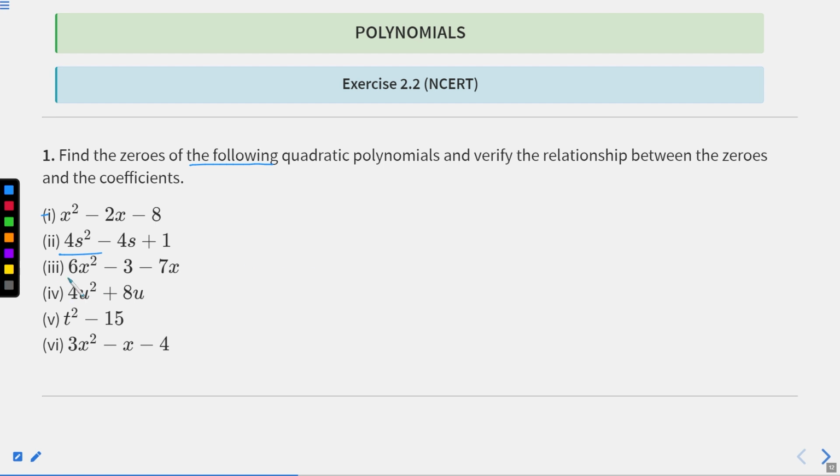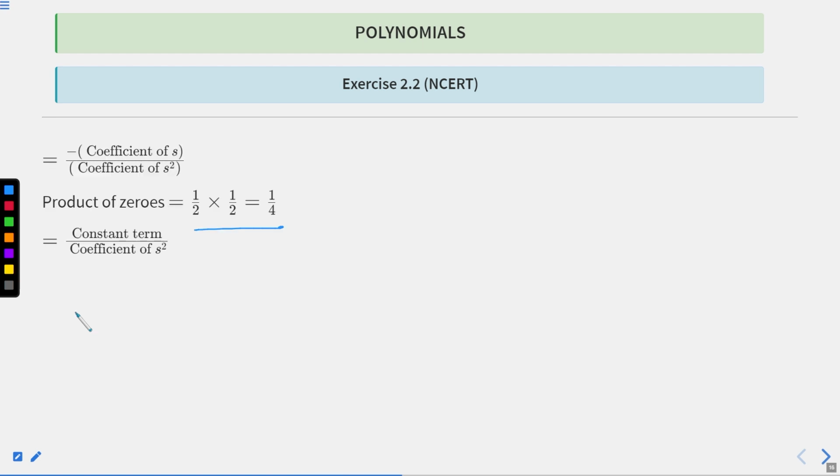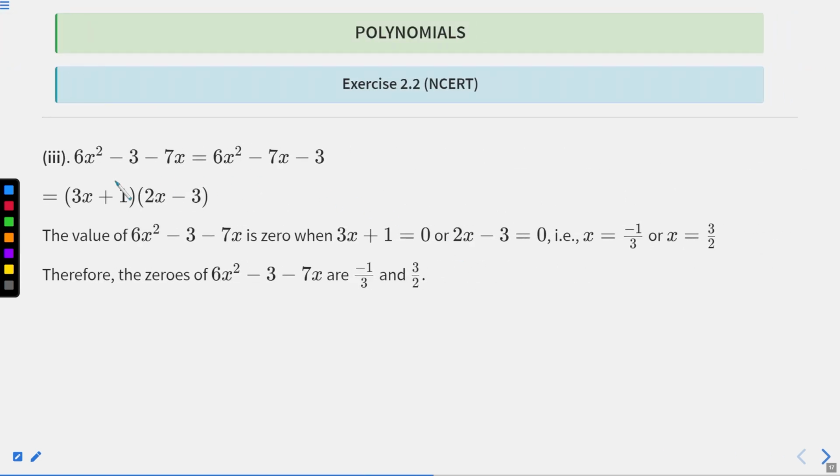Now for question number 3, we have the quadratic polynomial 6x squared minus 3 minus 7x. Let us first see what the zeros of this quadratic polynomial are, and then we will verify the relationship between the zeros and the coefficients. You can rearrange this quadratic polynomial as 6x squared minus 7x minus 3.